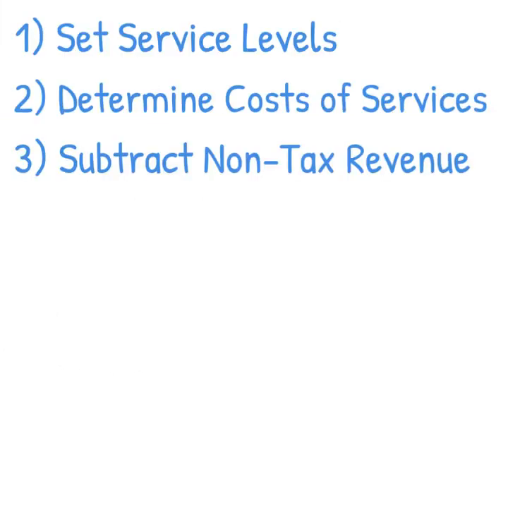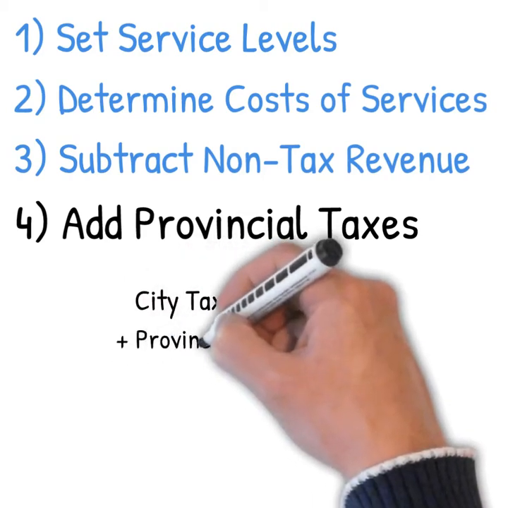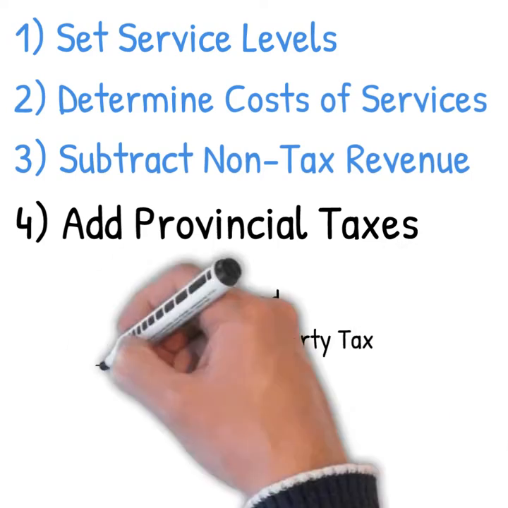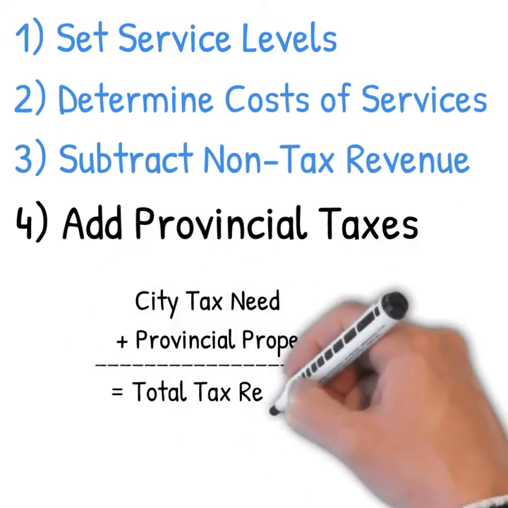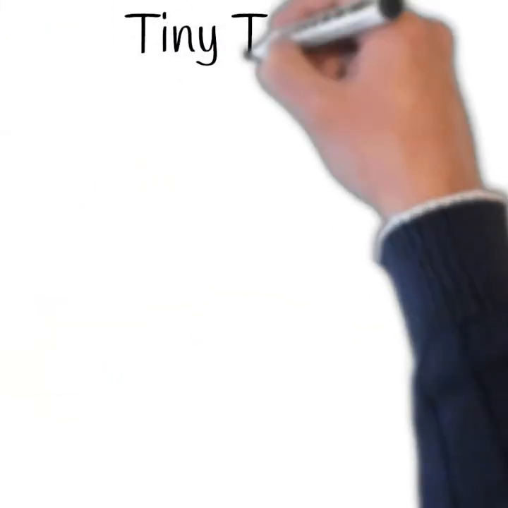The fourth and final step is to add provincial taxes. The city doesn't just collect taxes for itself. The province also requires municipalities to collect property taxes on its behalf. In Grand Prairie, about a quarter of your taxes go to the province. This provincial property tax is added to the city's tax need to determine the total tax requisition collected by the city. To take a look at how this works, let's use the example of Tinytown.